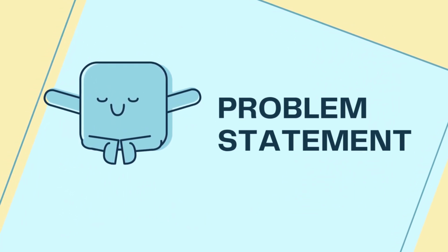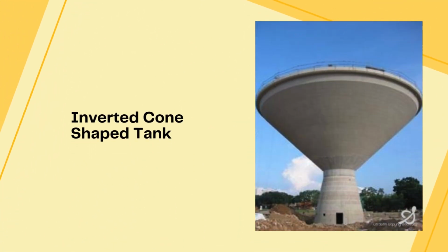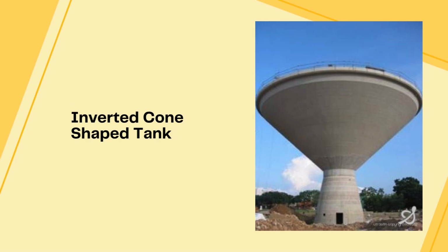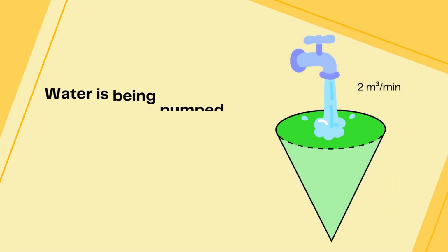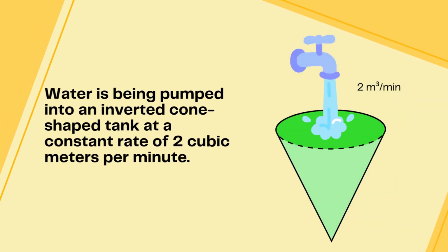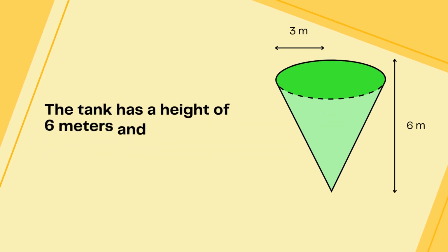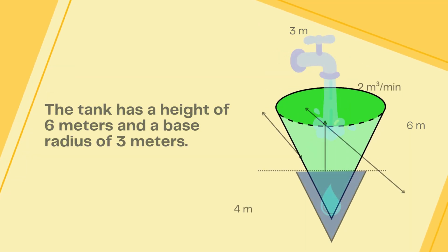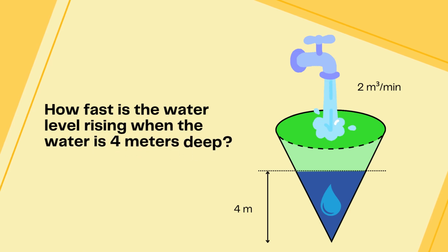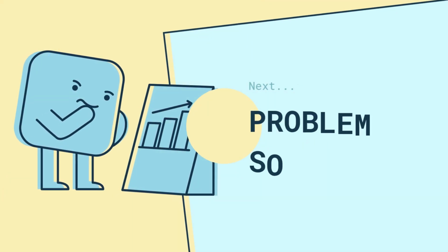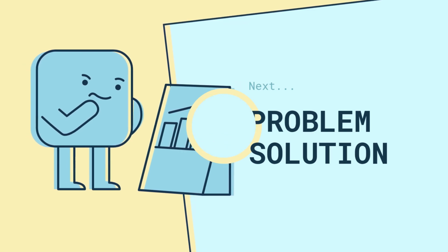Now, here is our problem. Imagine a conical tank with a height of 6 meters and a base radius of 3 meters. Water is being pumped into this tank at a constant rate of 2 cubic meters per minute. Now, we need to find how fast the water level is rising when the depth of water is at 4 meters. Now, how do we solve this problem?